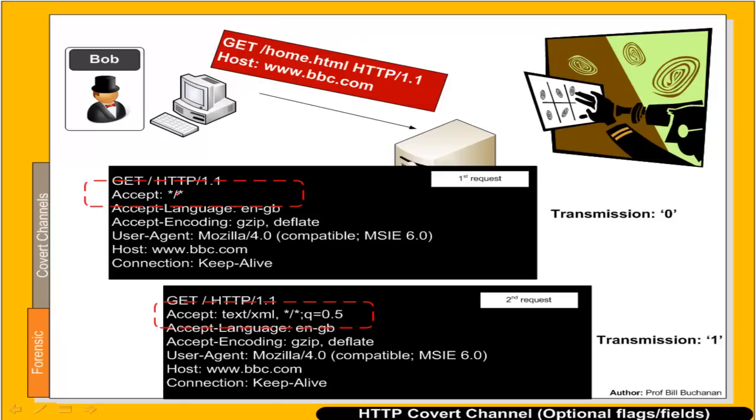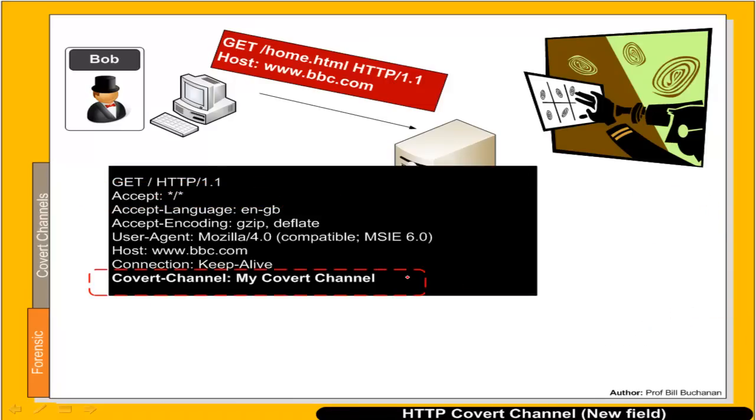Another method might be to add optional fields. So in this case, if accept star slash star is added, then it's a 0. If this one is added, then it's a 1. And then also Bob can add in an actual field, and in this case he's called it covert channel. And the way that HTTP works is that fields which are not relevant are basically just ignored by any browser.